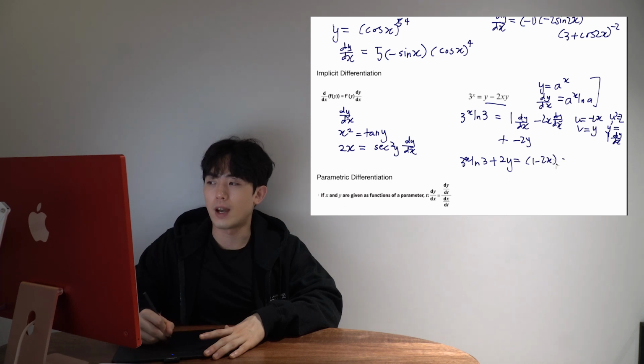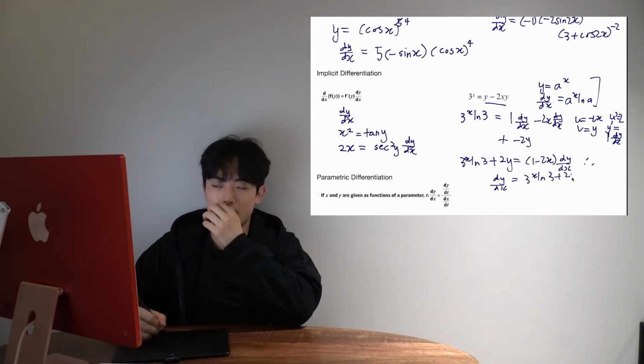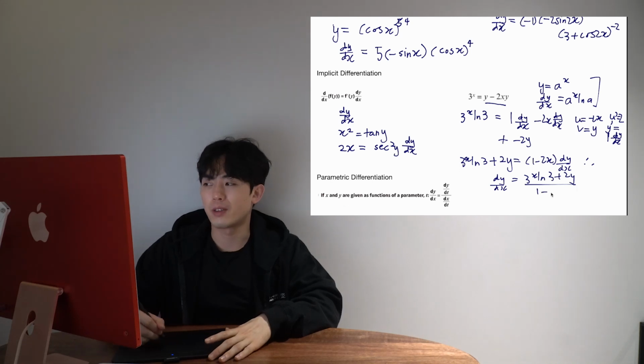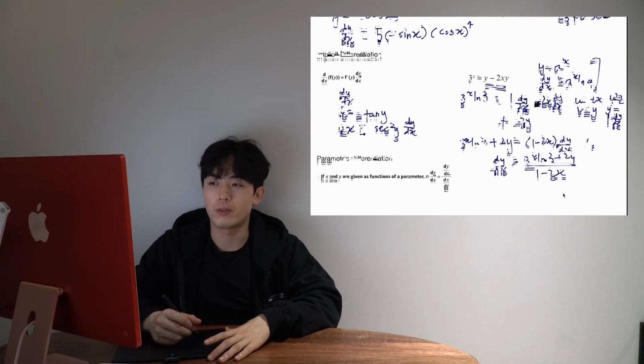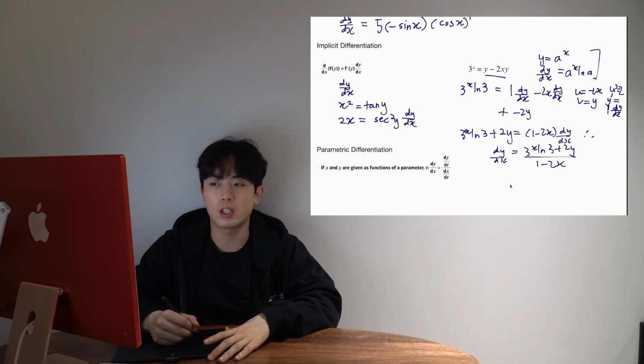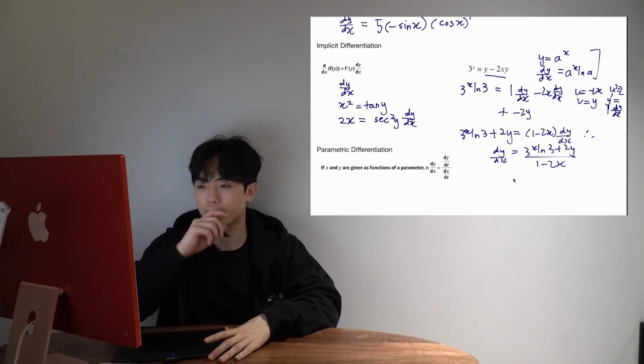And all I have to do is divide this to the other side to get dy by dx like such. So 3 to the x ln 3 plus 2y over 1 minus 2x. This last part is just rearranging, but the important part is to differentiate any y terms as you would, and just place dy by dx behind it.